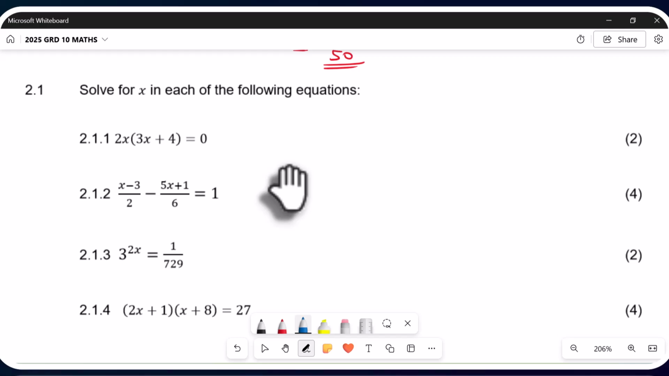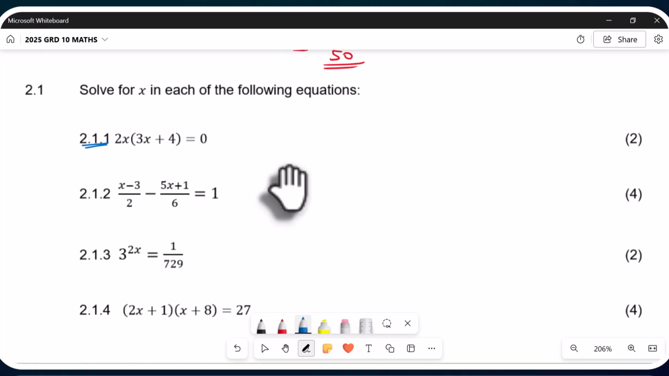Then minus 5x plus 1, divided by 6, equals x. So now that we have the same denominator, we can put it on top. We can say that now it is 3x, times negative 3, negative 9. Isn't it?